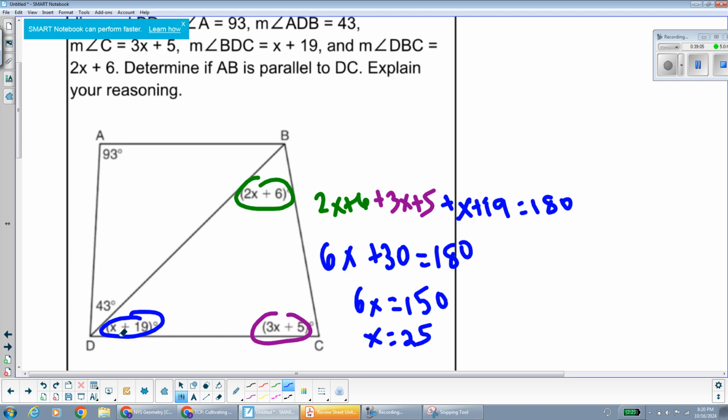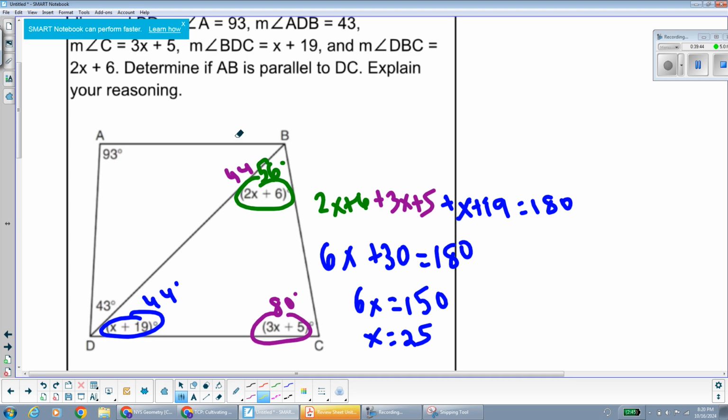now I can substitute in. 25 plus 19 is 44 degrees. 25 times 2 is 50, plus 6 is 56 degrees. 25 times 3 is 75, plus 5 degrees is 80. And over here we have a triangle as well. So all three angles of triangle ADB make 180. So 93 plus 43 is 136. 180 minus 136 gives us 44 over here.